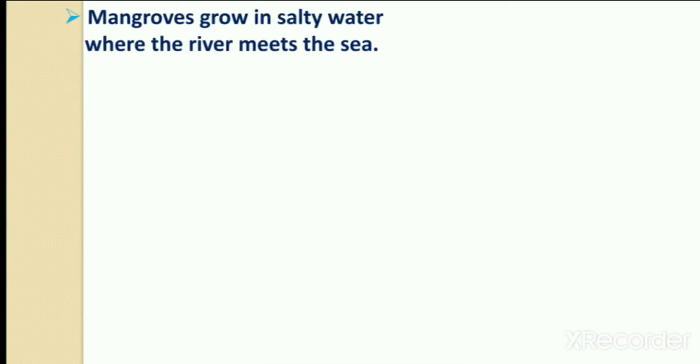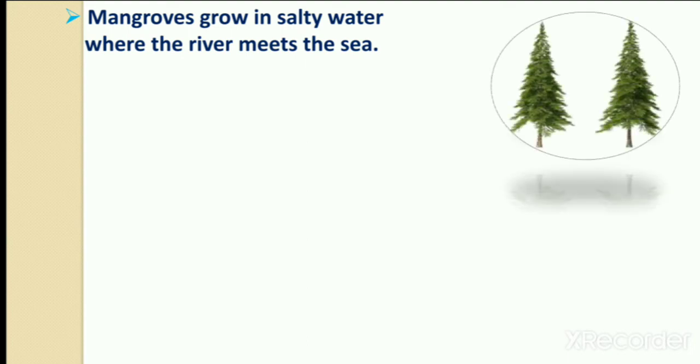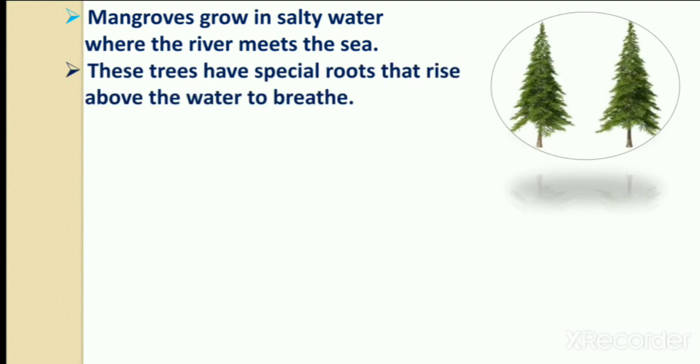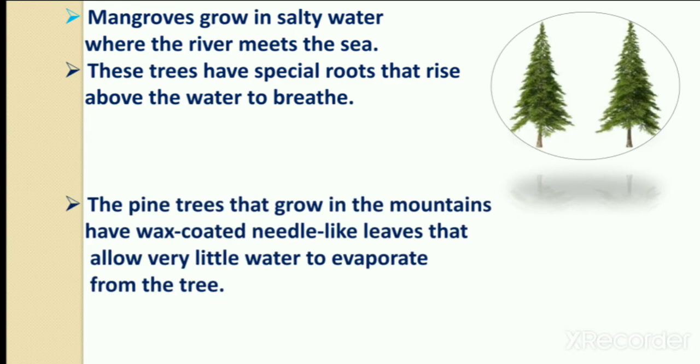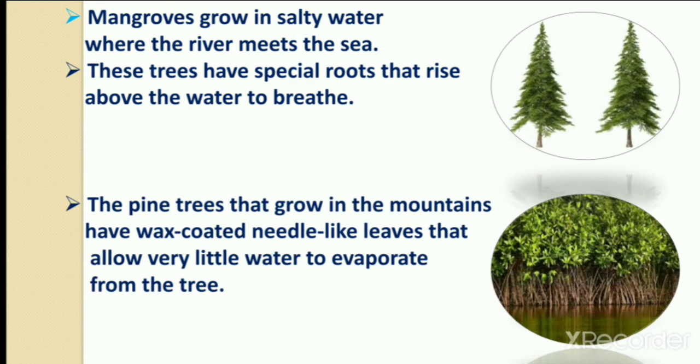Now, mangroves grow in salty water where the rivers meet the sea. See, this is the picture of the mangrove plant that grows near a river or a sea. These trees have special roots that rise above the water to breathe. The pine trees that grow in the mountains have wax-coated, needle-like leaves that allow very little water to evaporate from the tree.